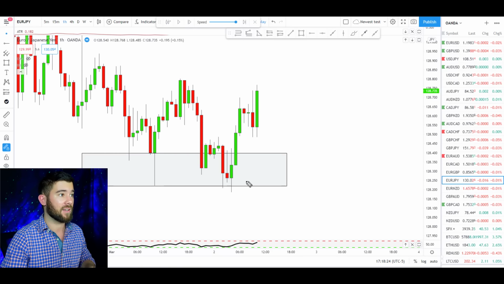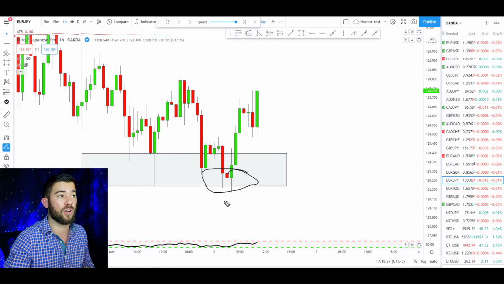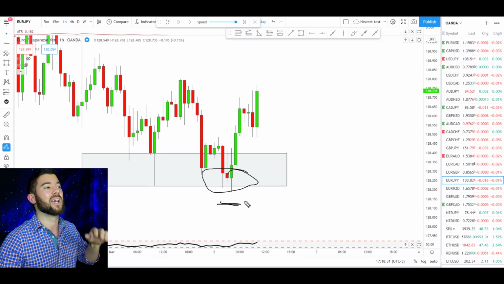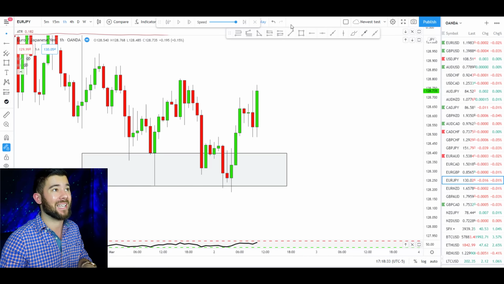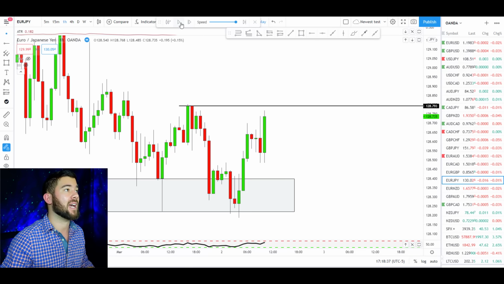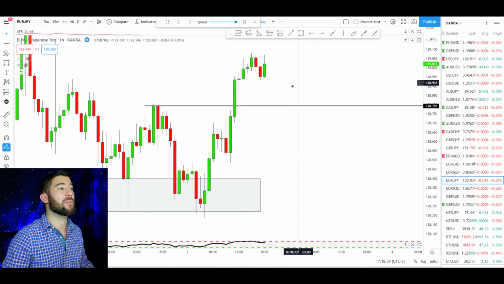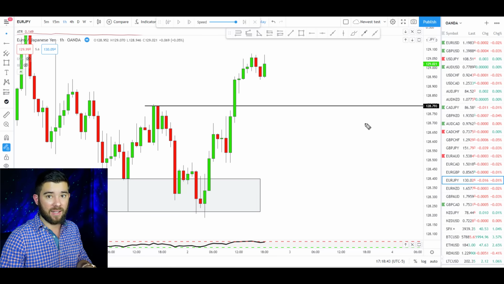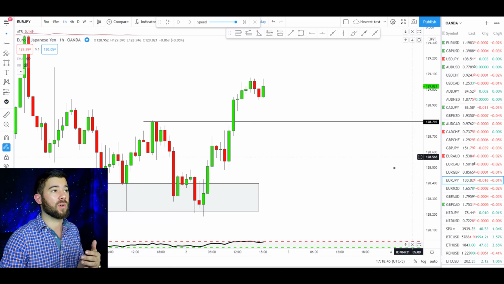Still, is this valid? Yes. No candles closed below my zone. Therefore, I'm still considering this a valid double bottom. The next thing I need to see is a break of this neckline. Once I see that, like we do right there, I'm then waiting for this market to pull back to that neckline to place my possible entry.